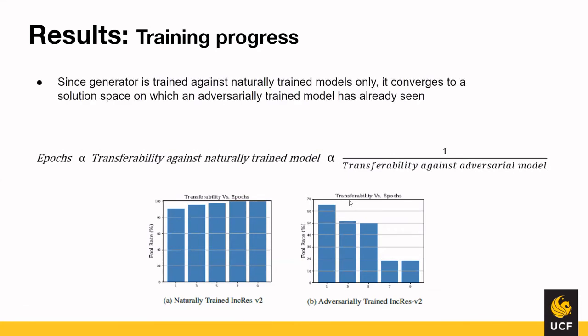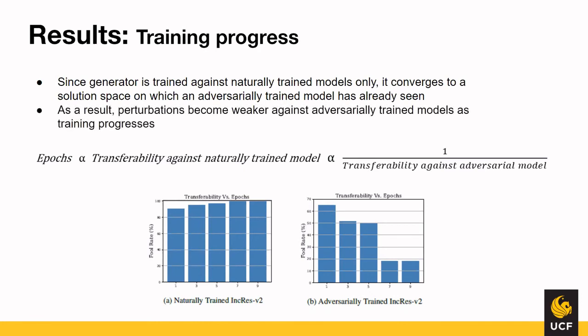The intuition behind this is that since our generator is trained only against naturally trained models, it will tend to converge to a solution space which the adversarially trained model has already seen. So the more training epochs we use, the stronger our generator will converge on a perturbation which an adversarially trained model is already robust to. As a result, perturbations become weaker against adversarially trained models as the training progresses.